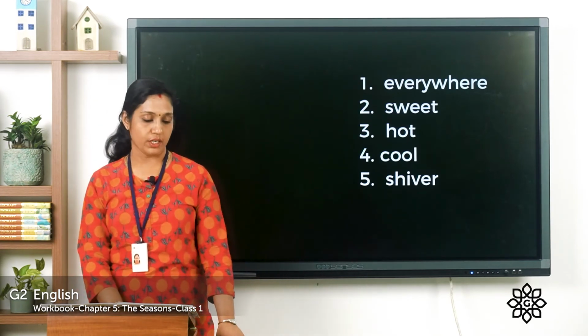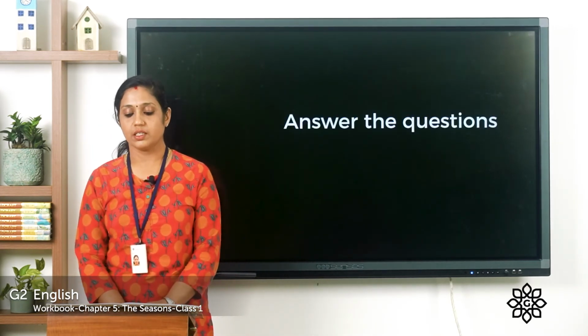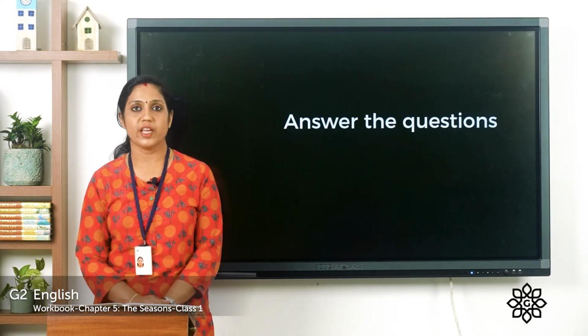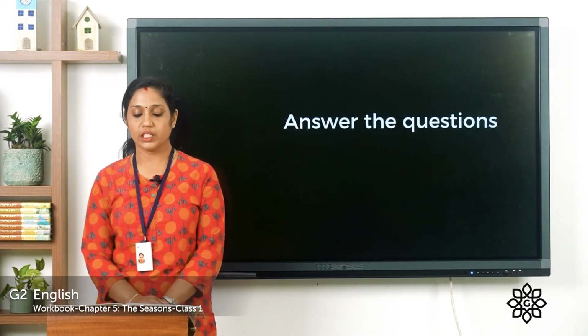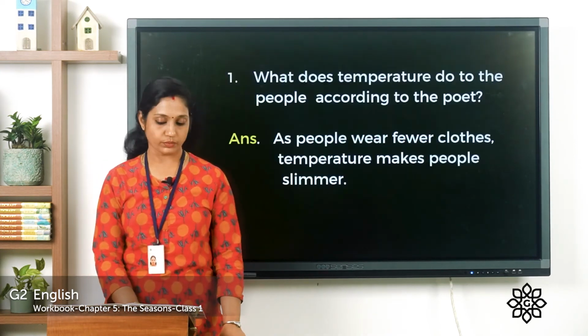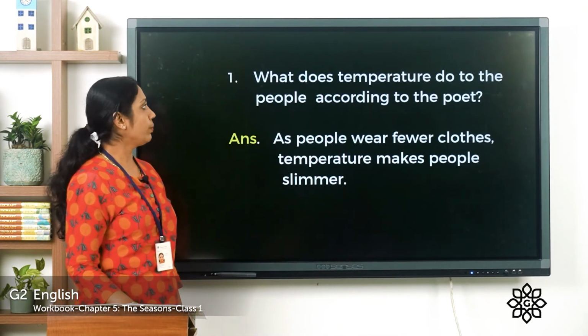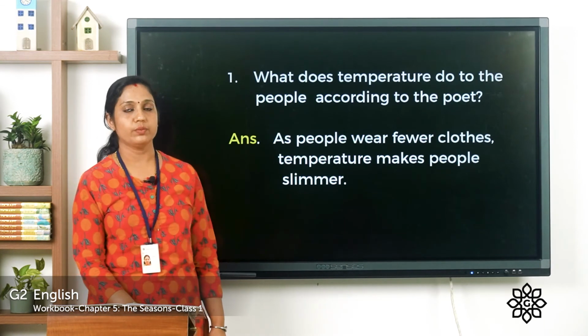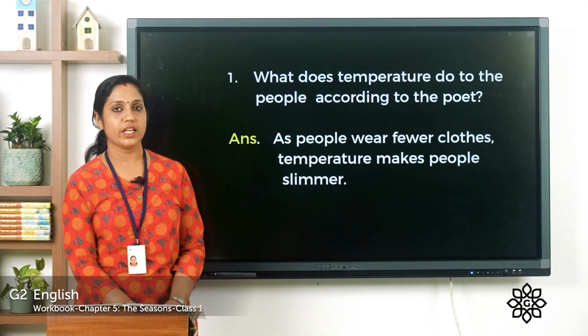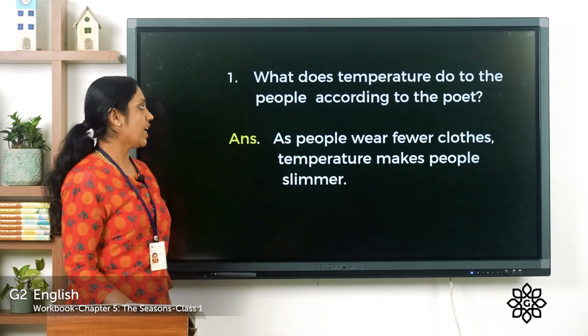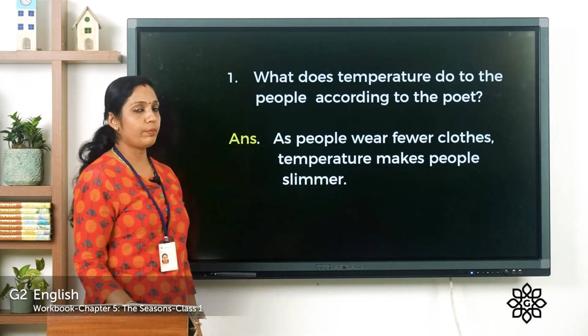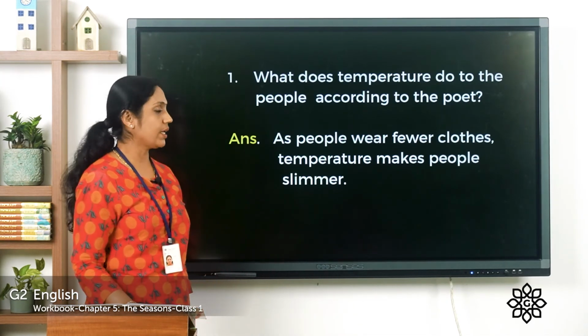Next, we have answer these questions. You can write down here in the space provided itself. So, let's look at the questions. The first question, what does temperature do to the people according to the poet? The question is already given in the text. You can write down the answer. As people wear fewer clothes, temperature makes people slimmer.